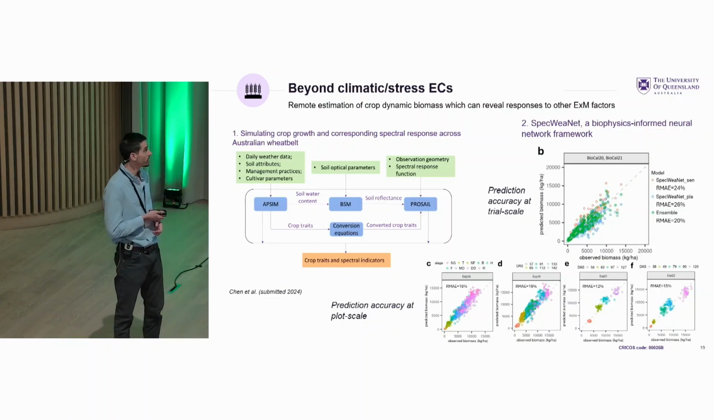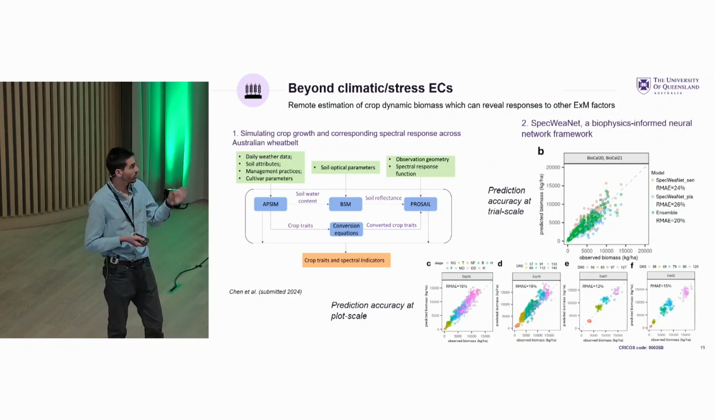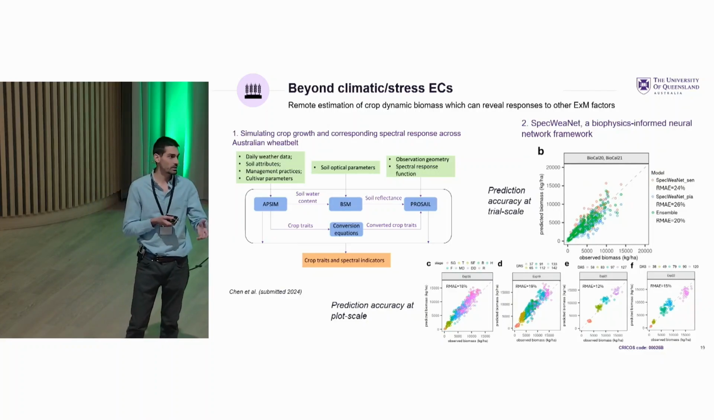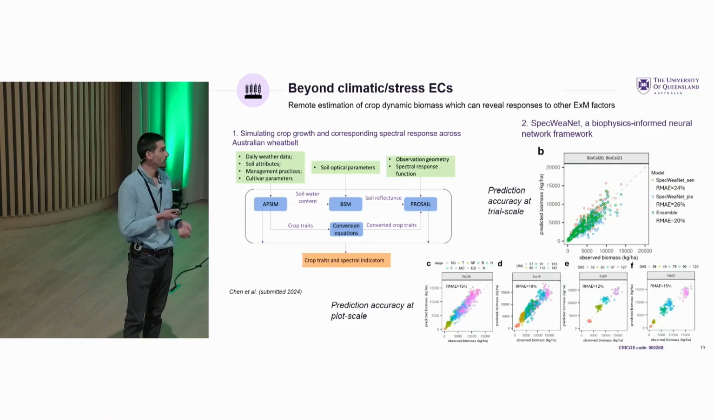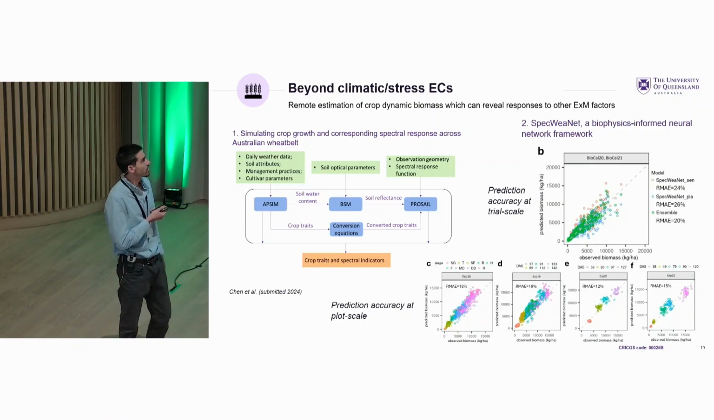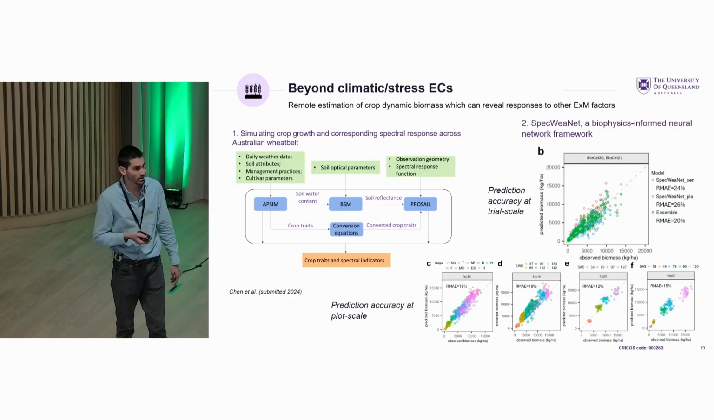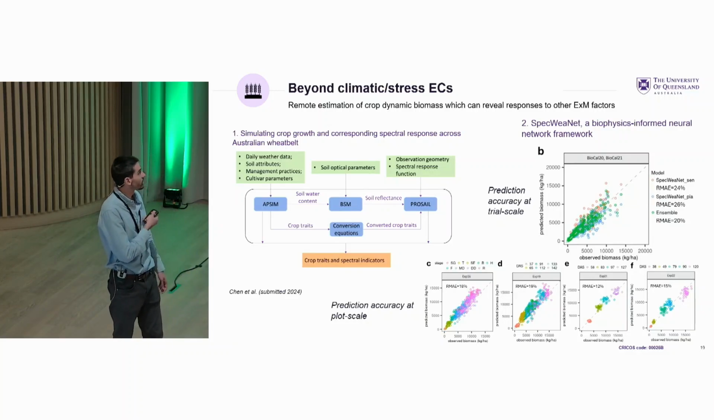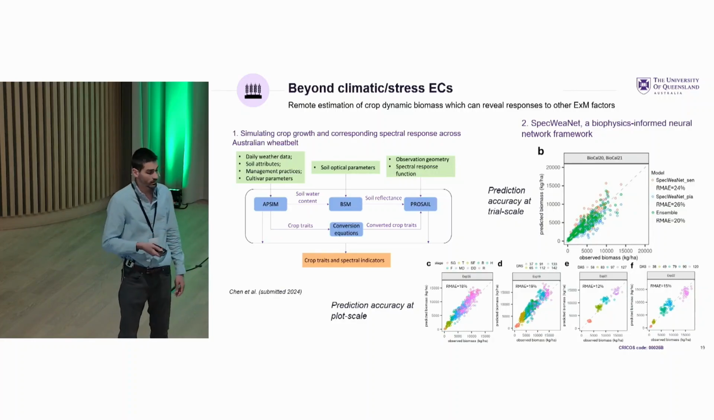This is an example of a biophysics-informed neural network that, using high resolution, daily climatic data and low resolution satellite imagery, gave a good estimation of biomass at the plot level scale, or, if we're using reflectance information coming from UAVs, biomass estimation at the plot level scale. This is all trained on APSIM simulated data, but then tested on real data in the field.